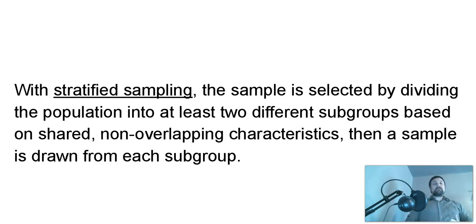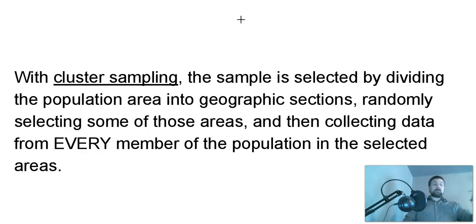All right, let's take a look at another type. With cluster sampling, the sample is selected by dividing the population area into geographic sections, randomly selecting some of those areas, and then collecting data from every member of the population in the selected areas. It's very easy to confuse stratified sampling with cluster sampling, because in both cases, you're taking the entire population and dividing it in some way.